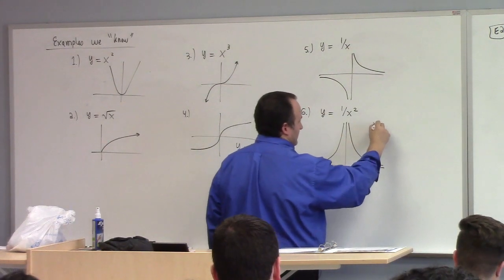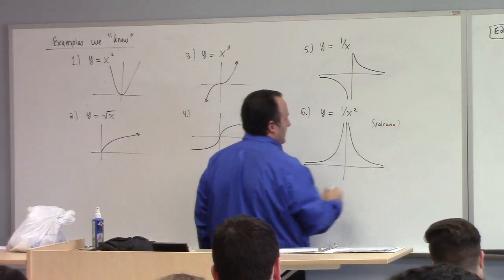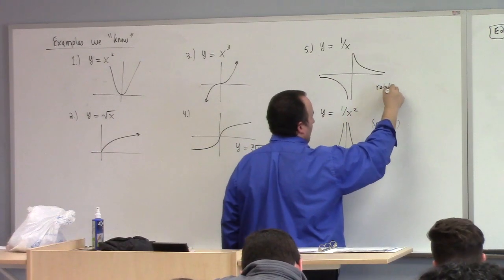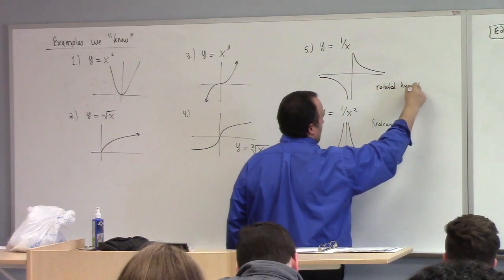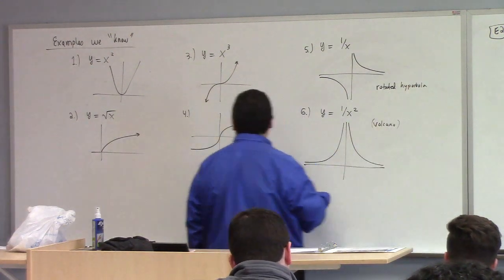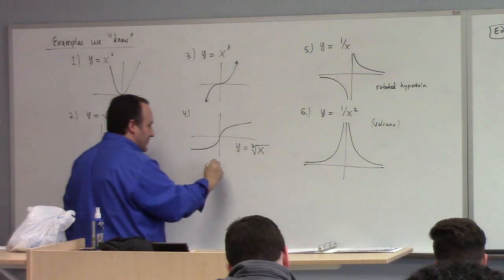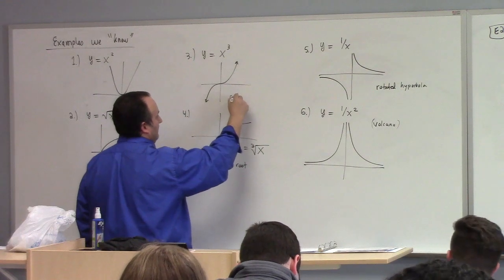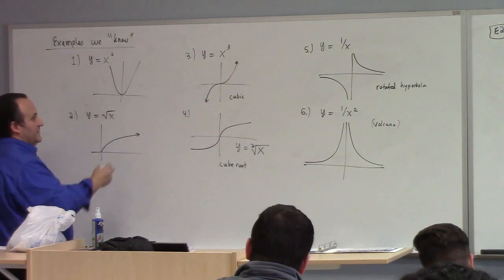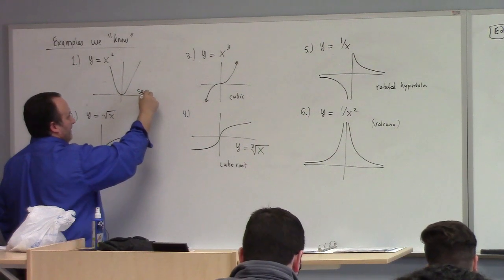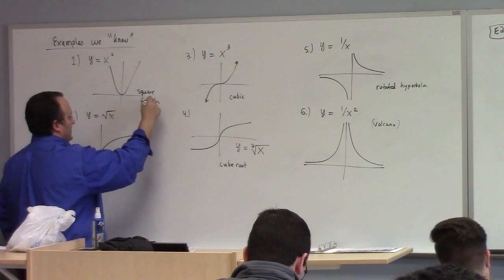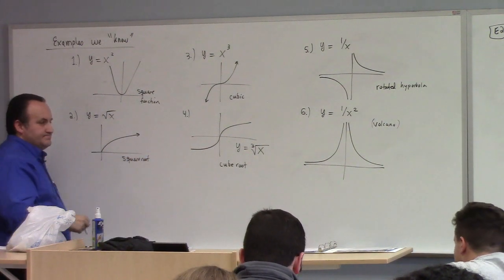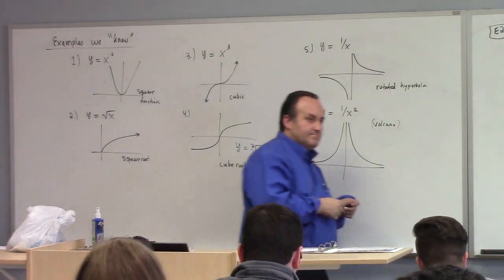So I call this the volcano. It's a volcano. Fair enough. This is a rotated hyperbola, if you want to give it a name. This is the cube root. This is the cubic. This is the square function. This is the square root function. These are standard examples. All right?